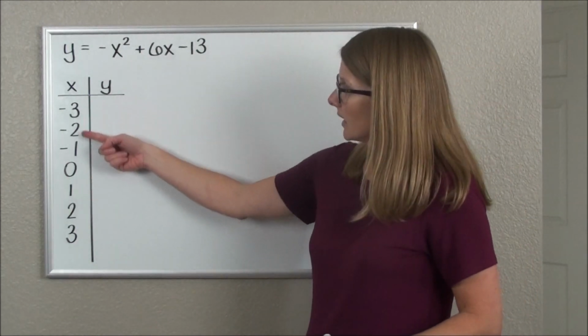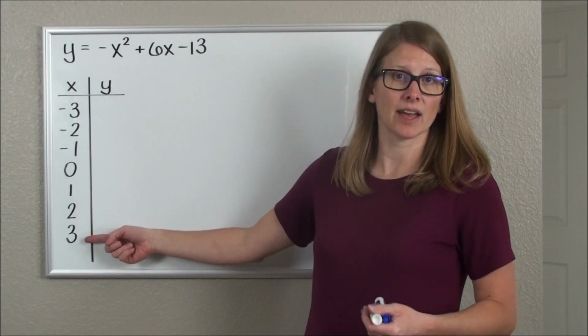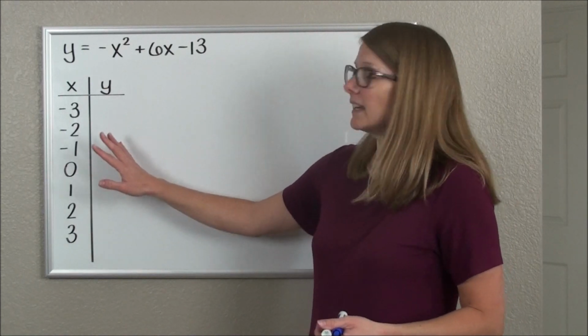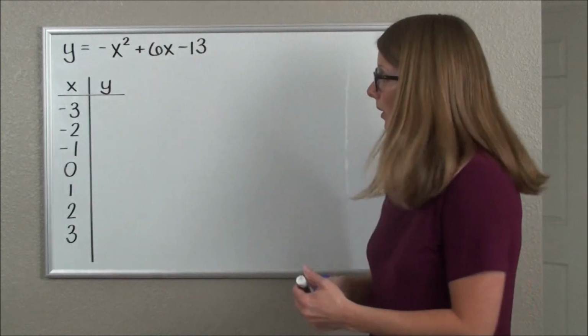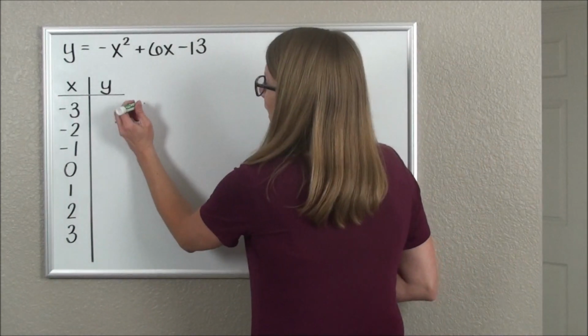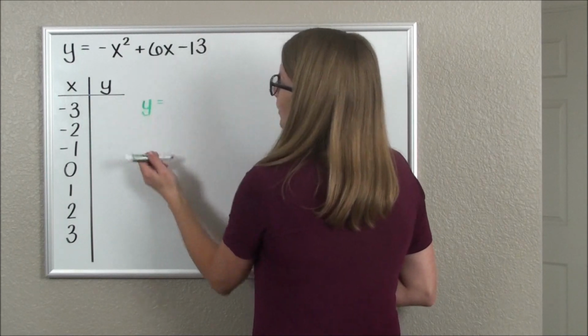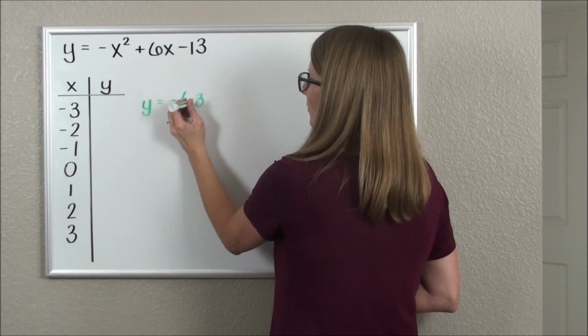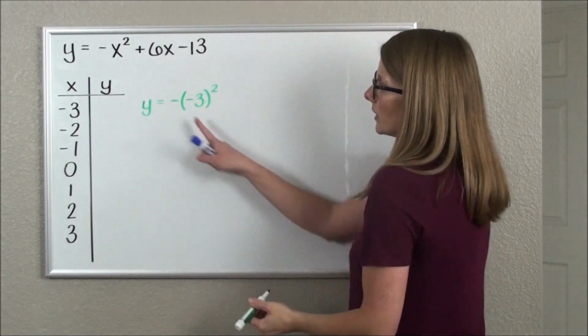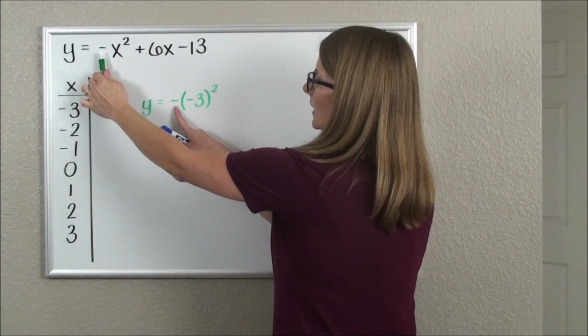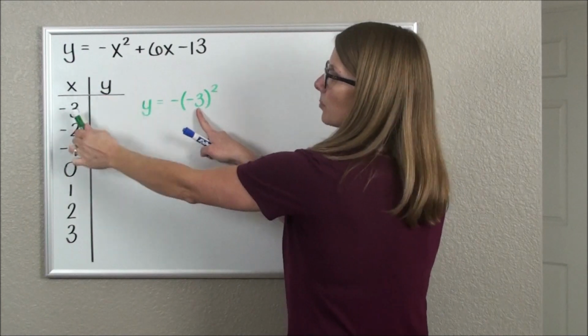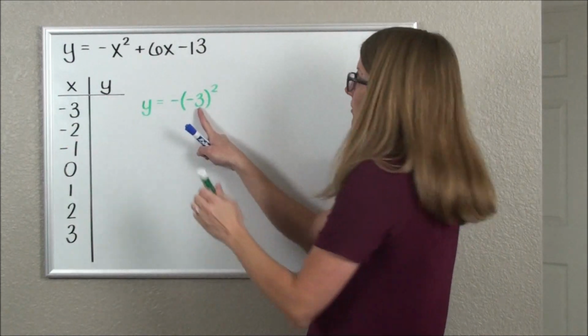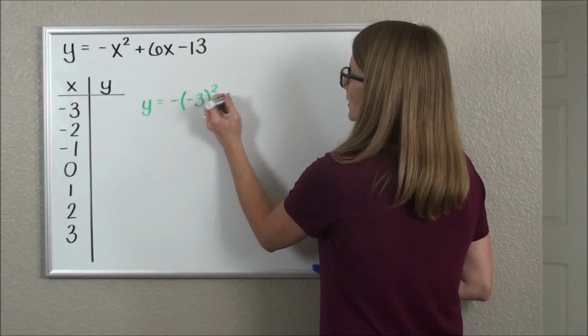I will again begin with my same 7 values that I like to begin with. If I need to adjust that down the road, I will. But let's begin by plugging in -3. So y equals negative x squared will be -3 squared. Again, notice the negative exists and then the x turned into the parentheses around the value. So make sure you're using parentheses when you plug something in.